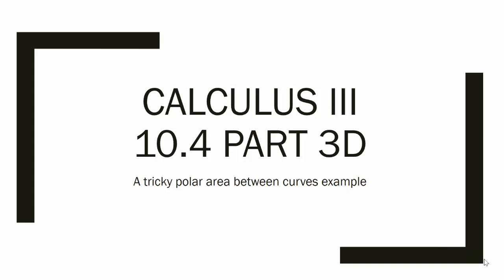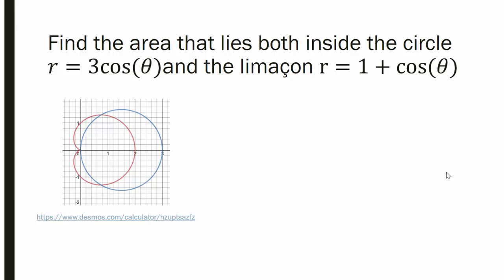Welcome back. Here is one more example of determining how to compute area between polar curves. We're going to try to find the area that lies both inside the circle r equals 3 cosine theta and inside the limacon r equals 1 plus cosine theta.